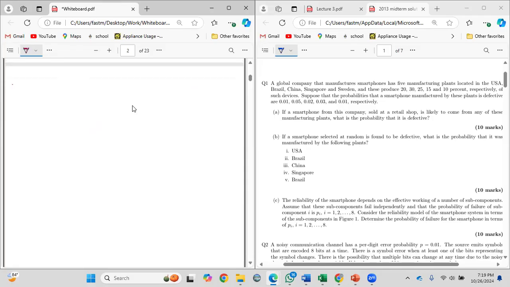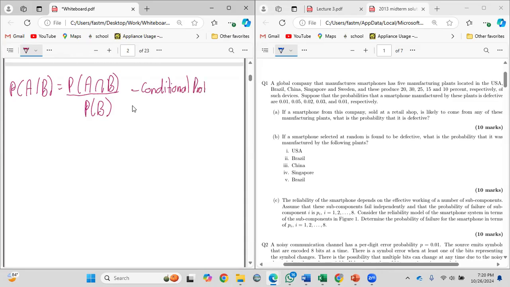For conditional probability, the probability of A given B is the probability of A intersect B divided by the probability of B. There's the equation. If you read the question, you notice that they gave you a condition: what is the probability of it being from USA, given that it is defective? That is basically what I asked you. If a smartphone is selected at random, it is found to be defective. So it is defective, and I want to know the probability that it came from all these plants.